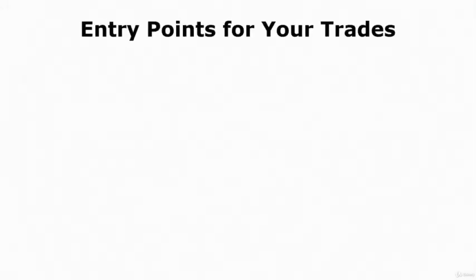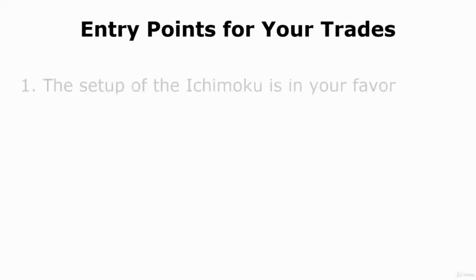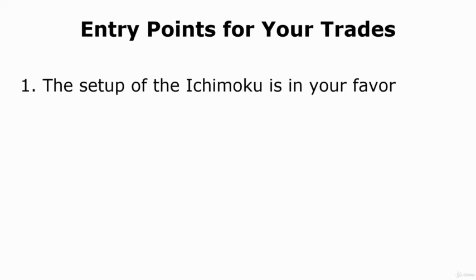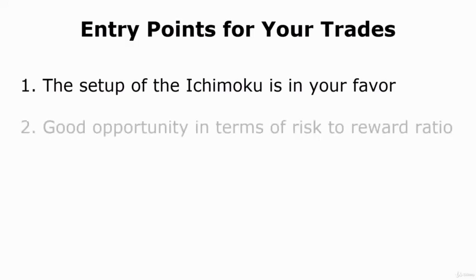It is very hard to give a generic rule about entry points, because we have seen that you can enter pretty much anytime you have 2 conditions. The first one is that the setup of the Ichimoku is in your favor, so you have the 2 fundamental conditions plus other 10 points from the other conditions. The second one is that you have a good opportunity in terms of risk to reward ratio. Of course, you don't really want to analyze any single candlestick to see if the setup gives you the opportunity to open a trade or not.